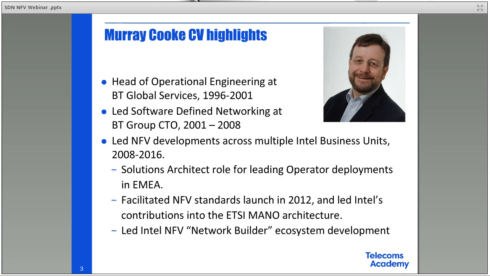I'm Murray Cooke. This is a quick potted history of my relevant experience. I was in British Telecom and head of operational engineering at BT Global Services at the back end of the last century, looking at how we build and operate managed services, and then moved into a unit in the group CTO's office that was looking at software-defined networking. When I left BT in 2008, I moved over to Intel, and I've been the solutions architect looking at major operator developments across Europe, Middle East, and Africa. I've been involved in the NFV standards launch and also working with the ecosystem around us: the equipment vendors, the software vendors, the integrators, consultants, and standards people.